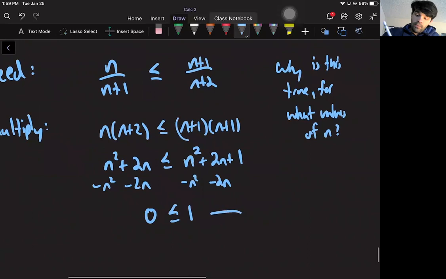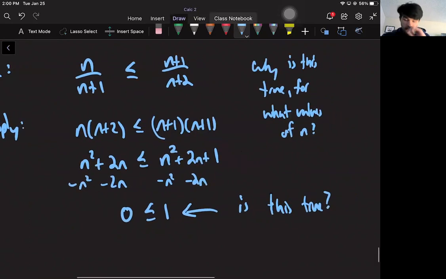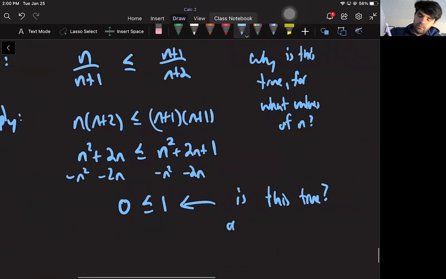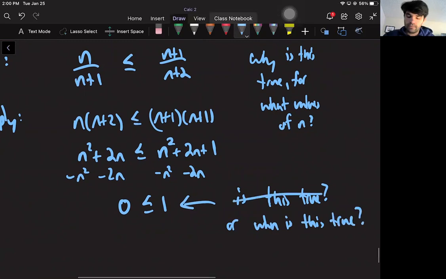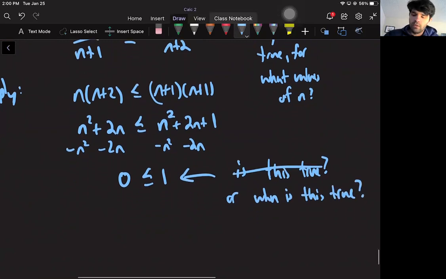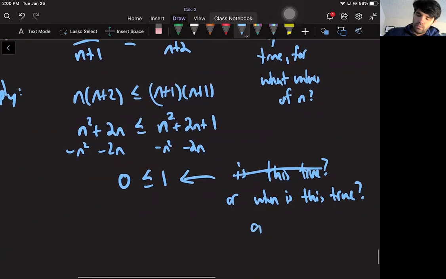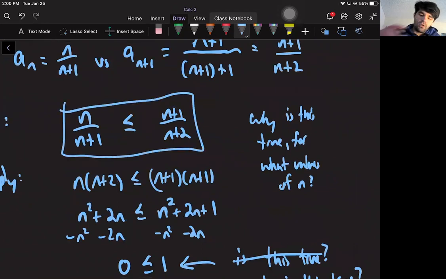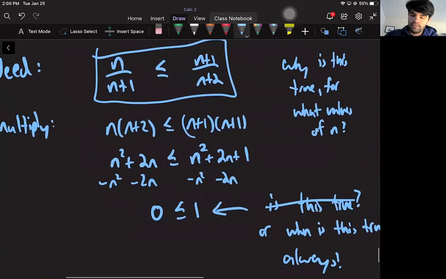And so at this point, you say, is this true? First of all, or you say, when is this true? Actually, that's better. Let's say, when is this true? When is 0 less than 1? Well, always. So what that means is that this thing is also always true.